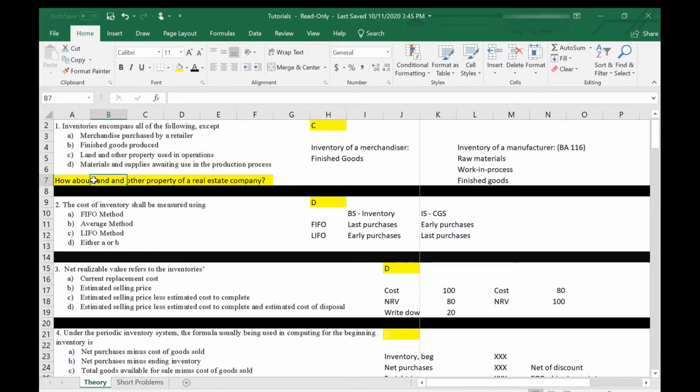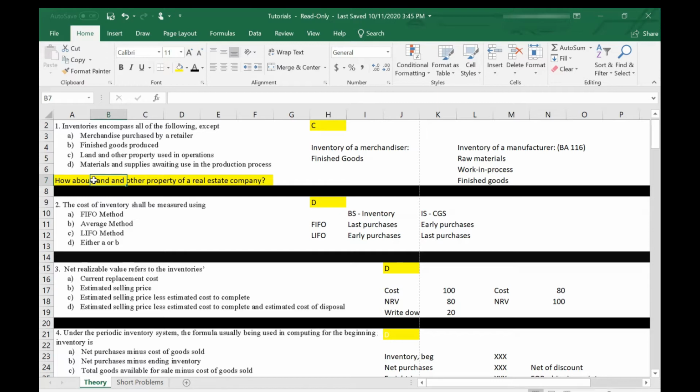For the second item naman, we're talking about how inventory is costed. How do we get the cost of inventory? According to the standards, we're only allowed to use two cost systems. That's letter A, FIFO method, or letter B, average method. Therefore, the answer for this would be letter D, either A or B. The standards prohibit the use of the LIFO method. Basta hindi natin siya pwedeng gamitin. It's either FIFO or average method.